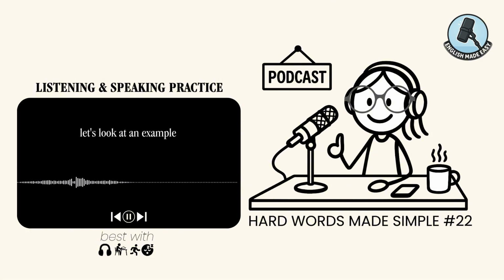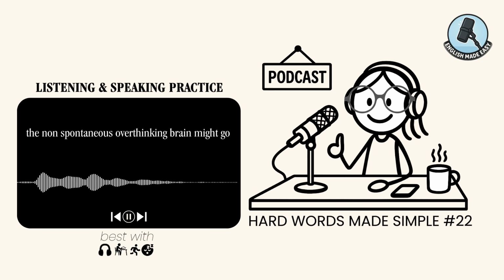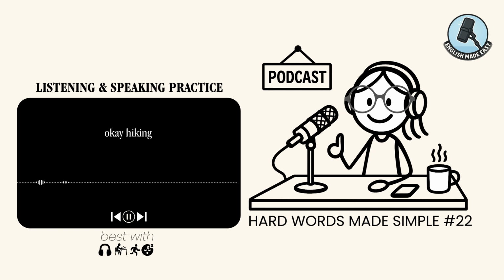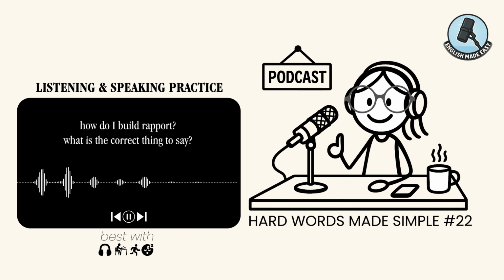Let's look at an example. Imagine you're talking to someone who mentions they love hiking. The non-spontaneous overthinking brain might go, okay, hiking. I need to ask an open-ended question about hiking. How do I build rapport? What is the correct thing to say?